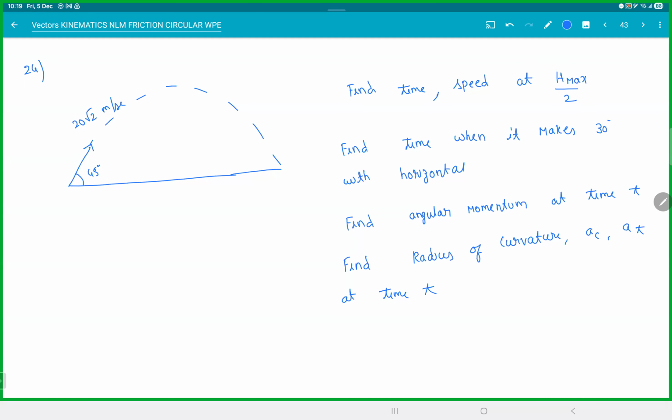Try. Get them all. I'll give another 2-3 minutes. But I hope by now you figured out how to do each and everything. At least the rough idea you should get. I'm not saying you should know it end to end. You see the question and you should know, okay, I should use this equation, I should do this, I should do that. That recollection is what is more important. The faster you can recollect, the faster you get.